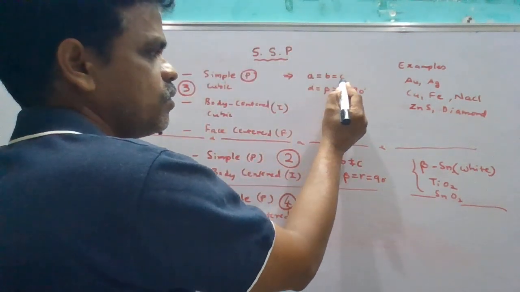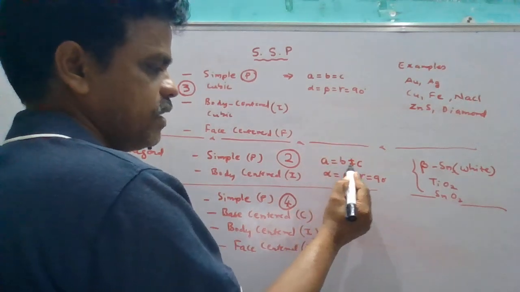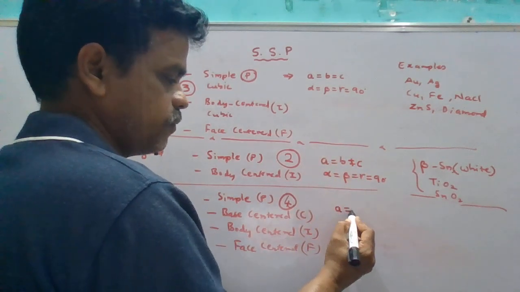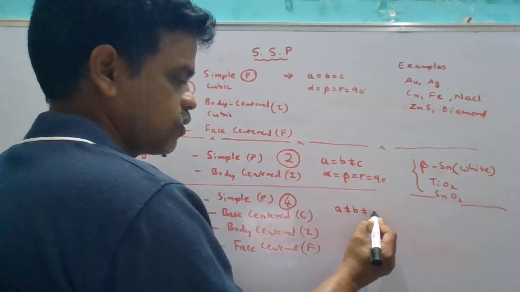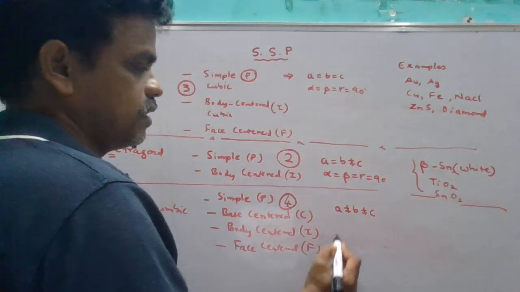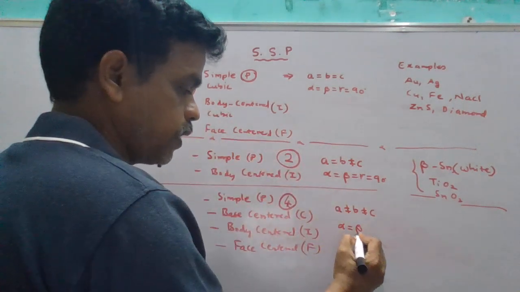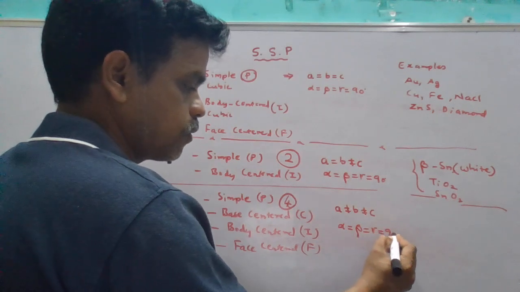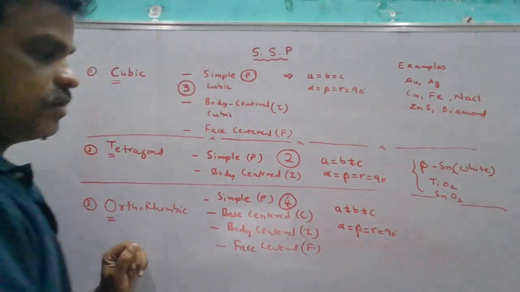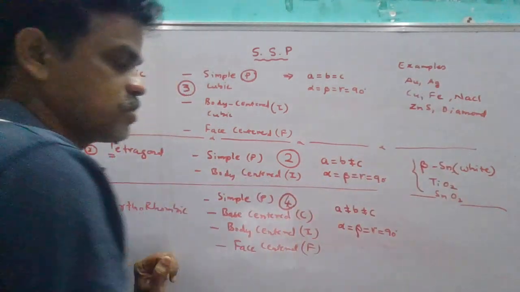See, A equal to B equal to C, this is cubic. A equal to B not equal to C, here I am mentioning A equal to B not equal to C. Then alpha, beta, gamma equal to 90 degree. So here, what about examples?